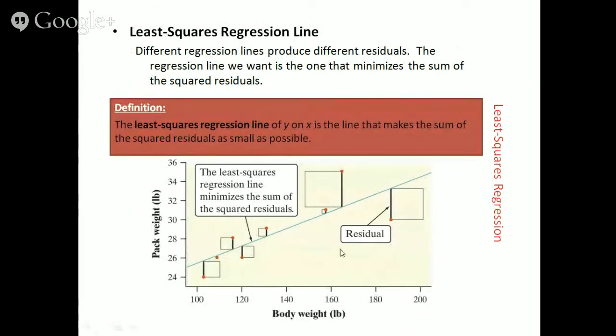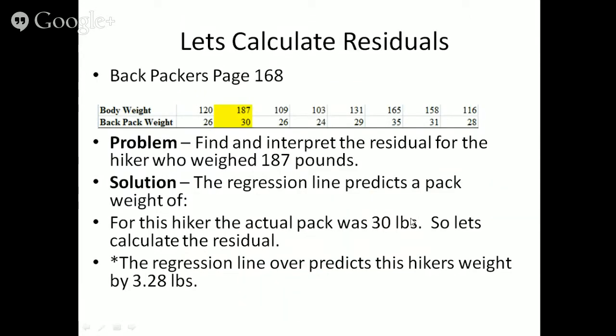Okay, so the least squares regression line produces multiple different residuals. The line of y on x is the line that makes the sum of the squared residuals as small as possible, okay? So again, here's our backpack that we talked about, backpack weight versus how heavy someone was. This guy over here, remember from our example the other day, was an outlier.